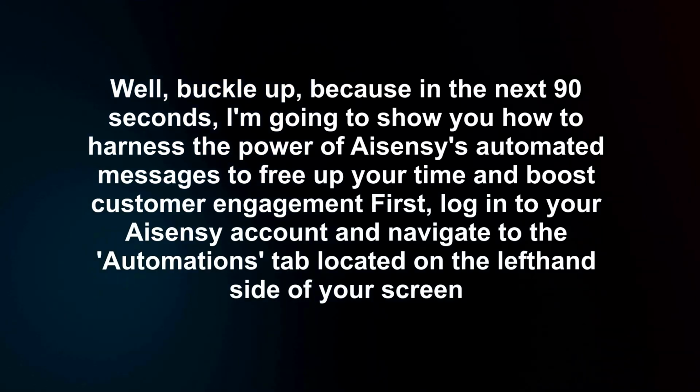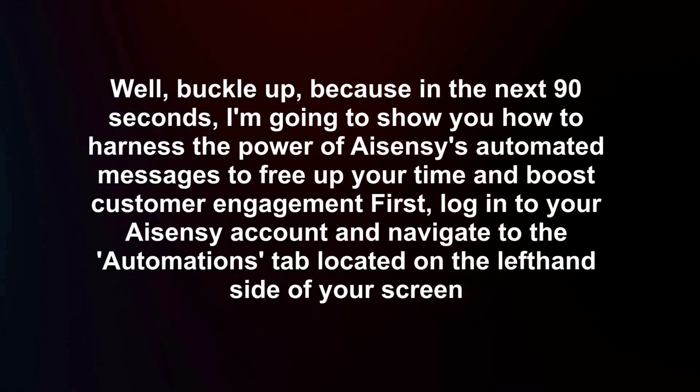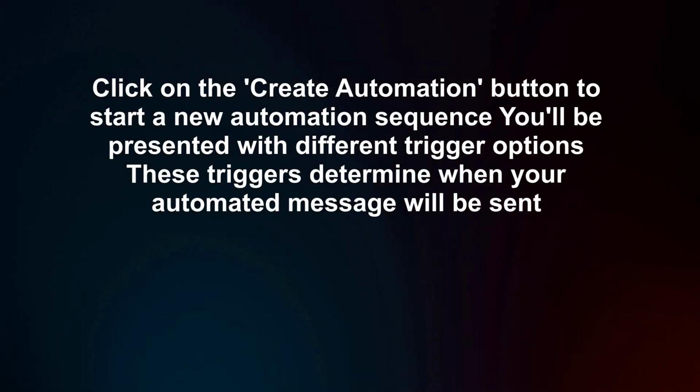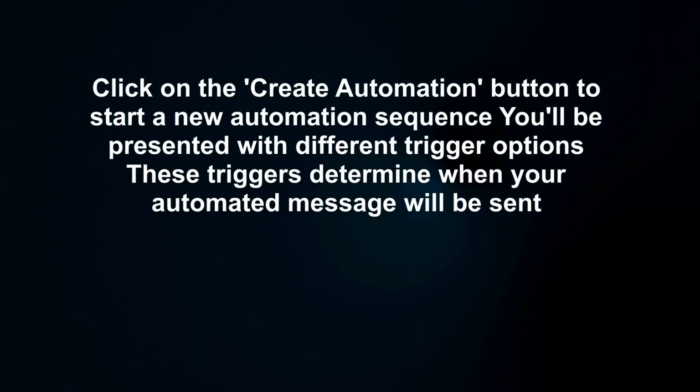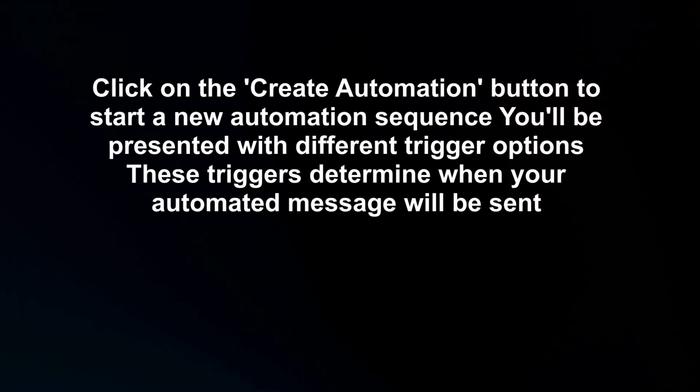First, log into your Aisensy account and navigate to the Automations tab located on the left-hand side of your screen. Click on the Create Automation button to start a new automation sequence. You'll be presented with different trigger options. These triggers determine when your automated message will be sent.